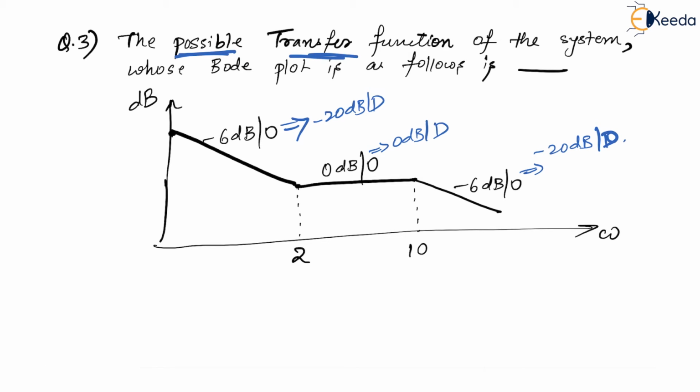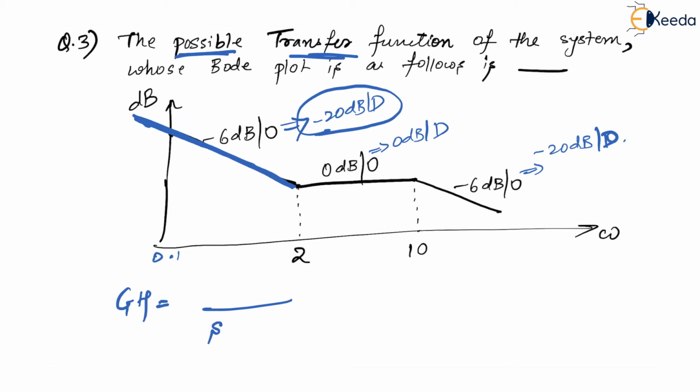Right, now it is going to be very, very easy. What is the transfer function GH? Let us say this point is the 0 point. We don't know what that point is, but initially itself you have got the slope of minus 6 dB, or we can say a slope of minus 20 dB per decade. What does that mean? It means that initially there was a pole, definitely, which means there is a pole S at the origin.